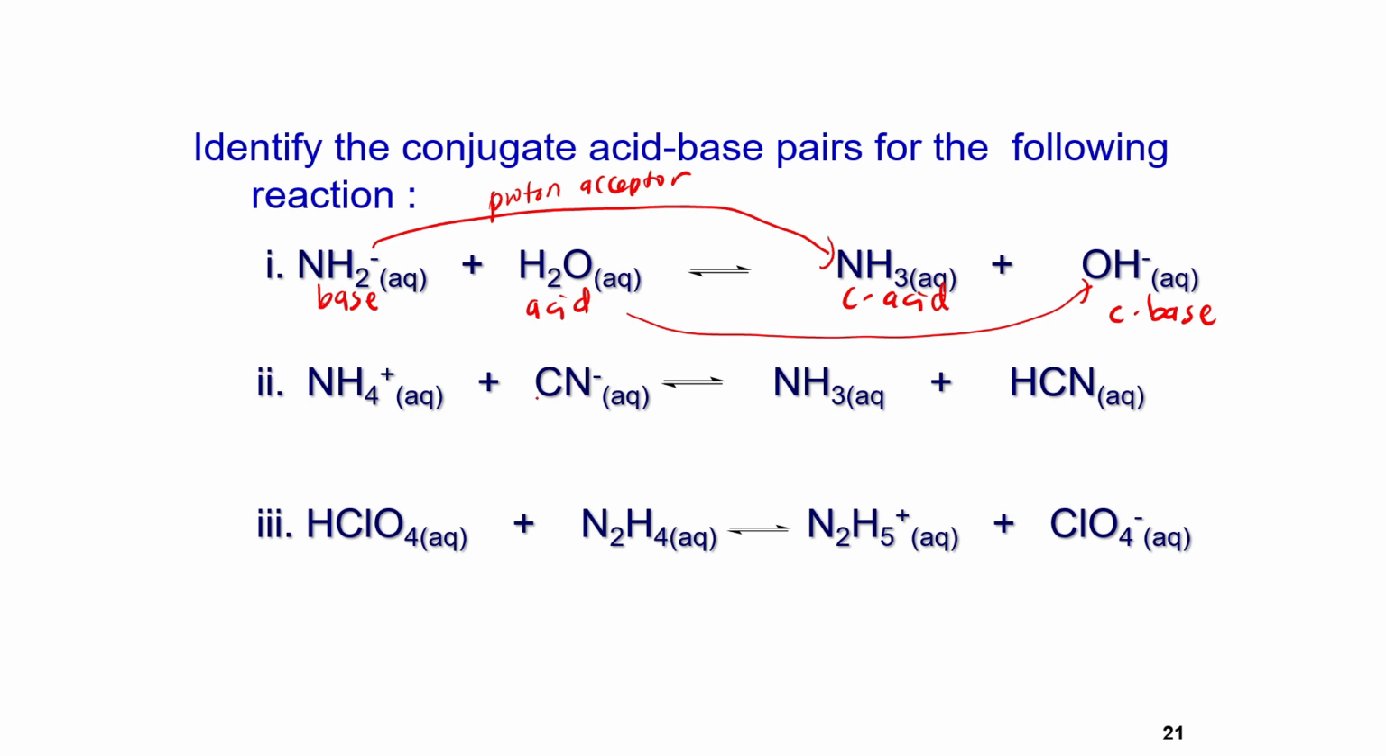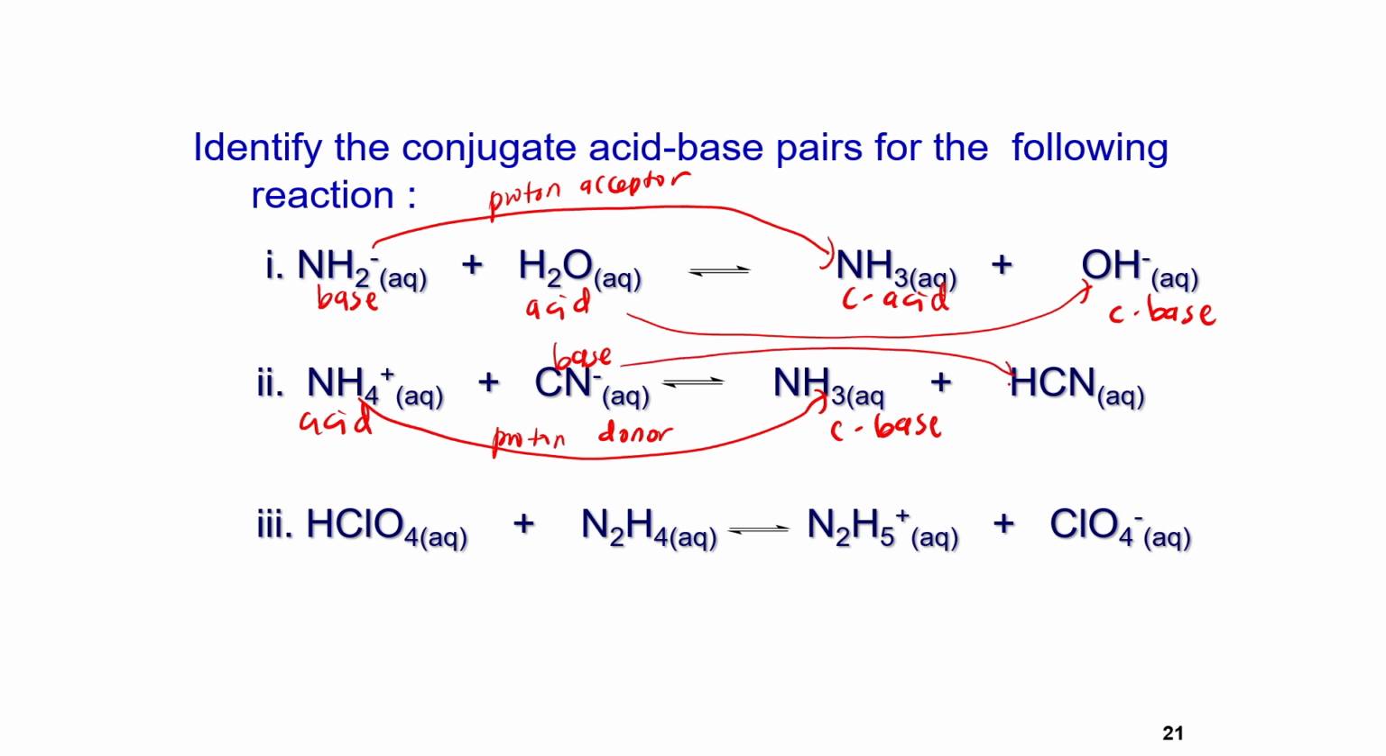So for NH4 plus, compare with NH3. So NH4 plus, dia hilang satu because dia jadi NH3. Jadi dia ialah proton donor. Dia derma satu. So dia ialah acid. So pairingnya ialah conjugate base. So kalau NH4 plus ialah acid, CN minus is a base. Okay, base kita tahu proton acceptor, meaning after react dia akan jadi HCN, receive satu hydrogen. So dia ialah conjugate acid.